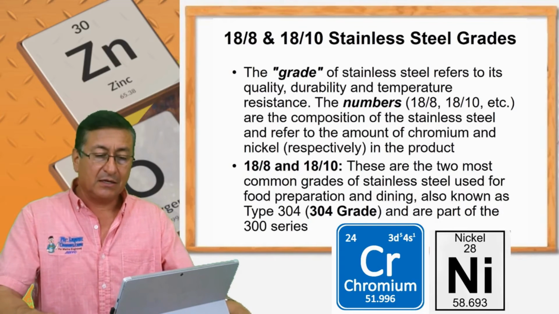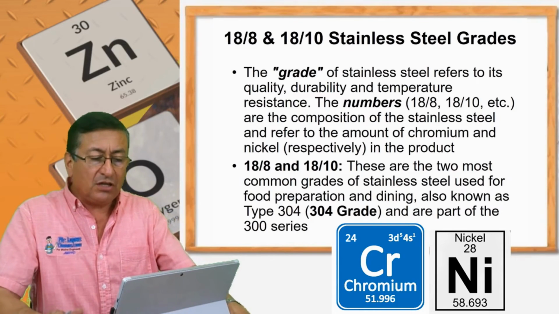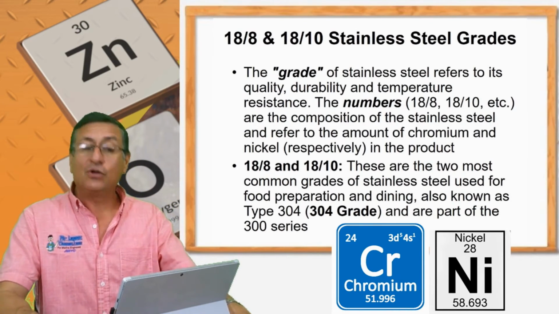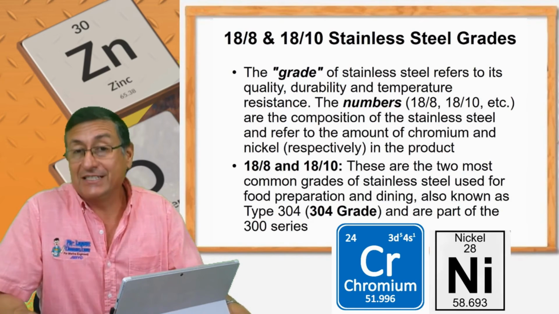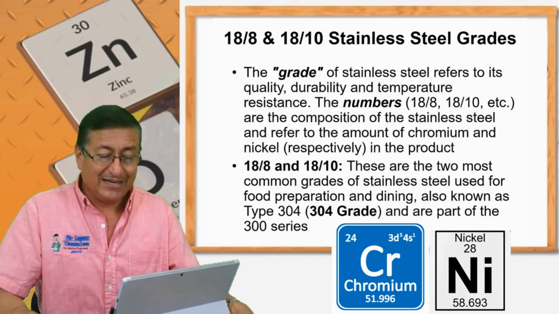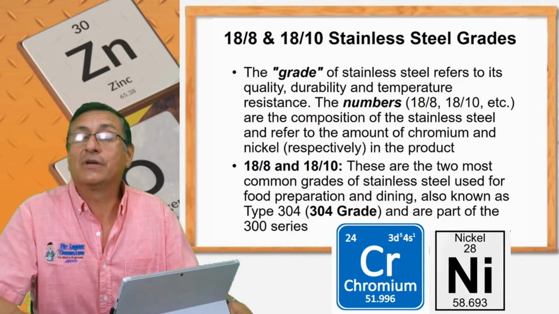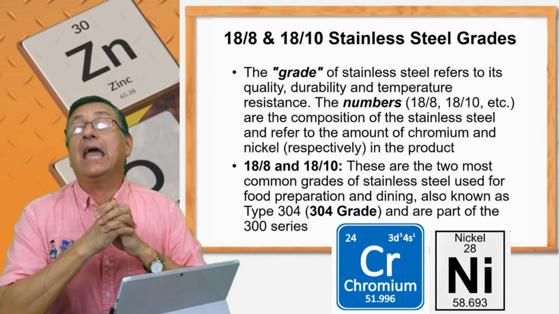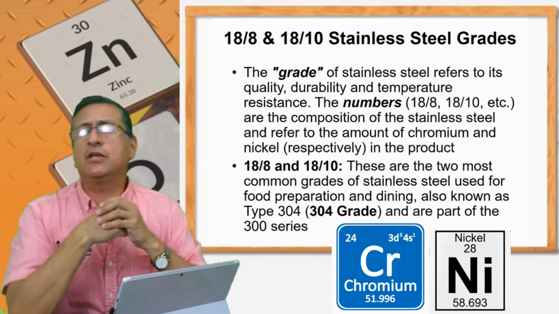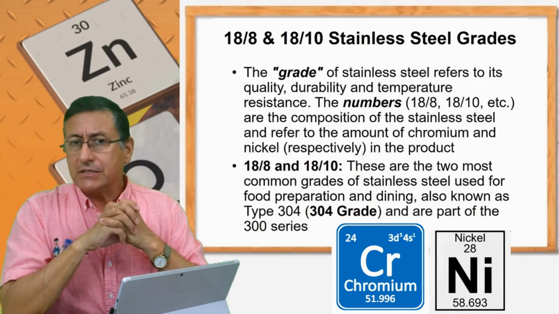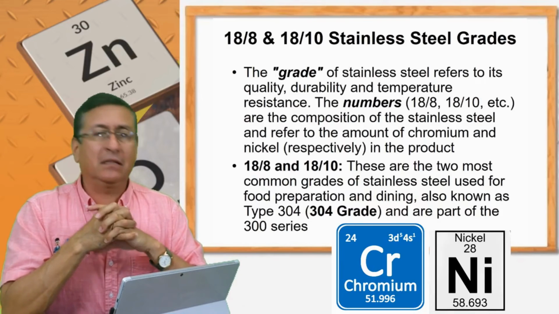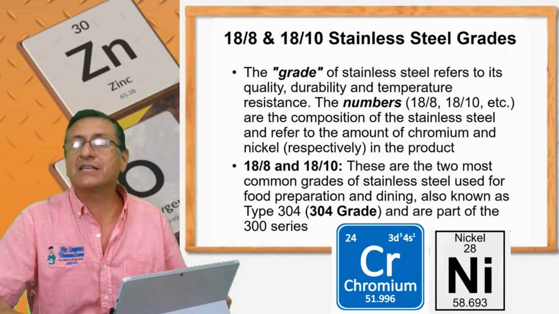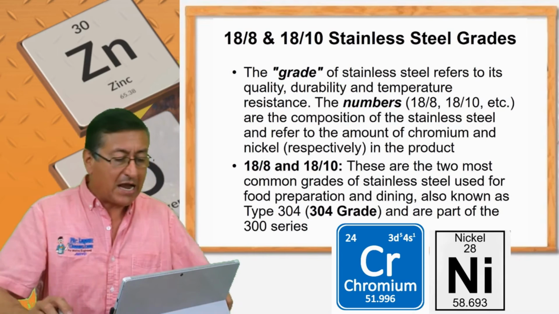18-8 and 18-10 are the most common grades of stainless steel used for food preparation and dining, and also the 304 series stainless steel, series 300. They are part of those groups, 18-8 and 18-10. For that reason, in some applications, the engineer says, for this element in your boat, we recommend 304 steel, series 300, or 18-10. 18% of chromium and 10% of nickel is the content of chromium and nickel.